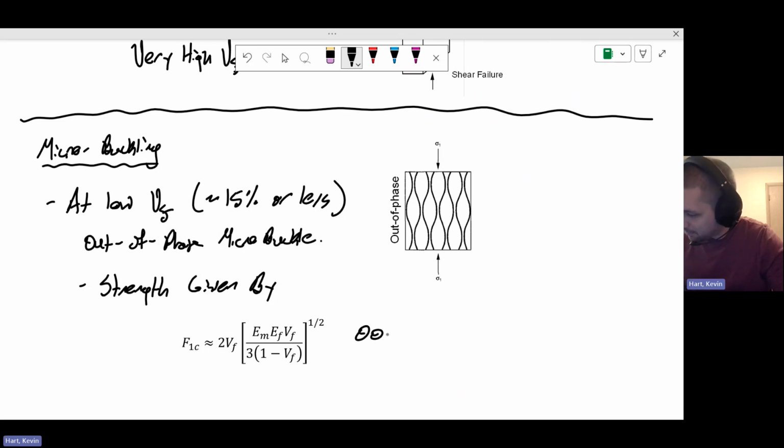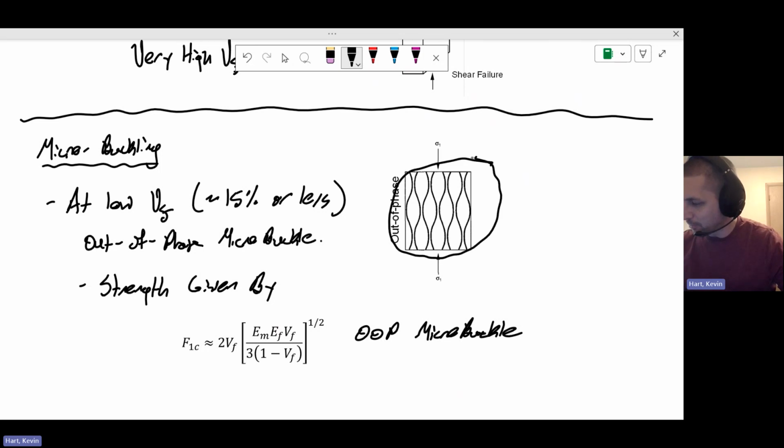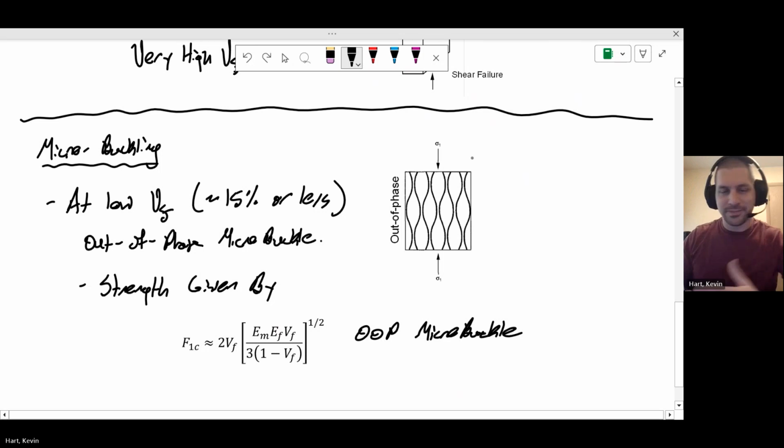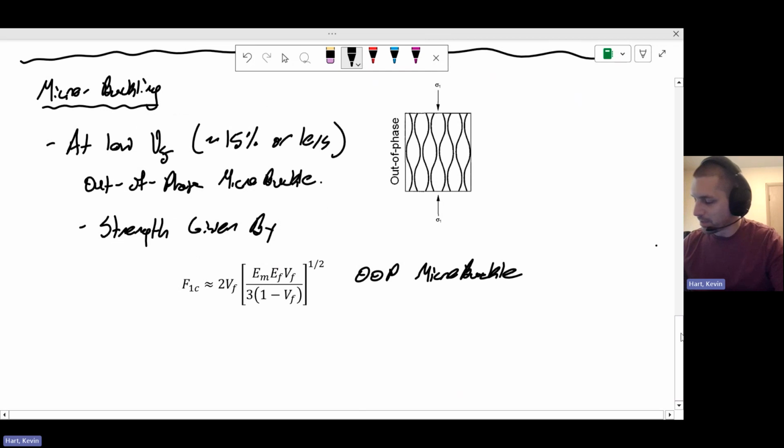So this is for out of phase microbuckling, right? Out of phase, OOP, microbuckle. And this is valid in the range of like 0 to 15% volume fraction fibers. And that's because you need a low enough volume fraction where the fibers are not really communicating with each other or giving information about how they're particularly going to fail.